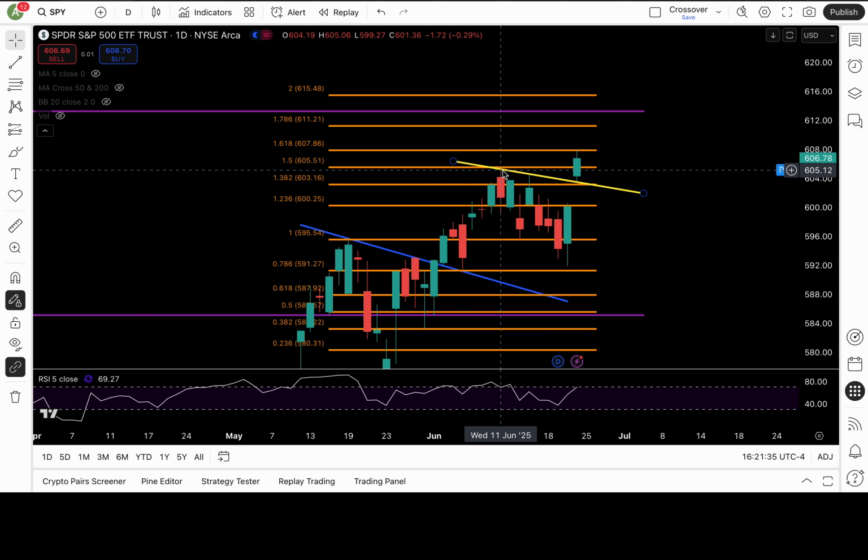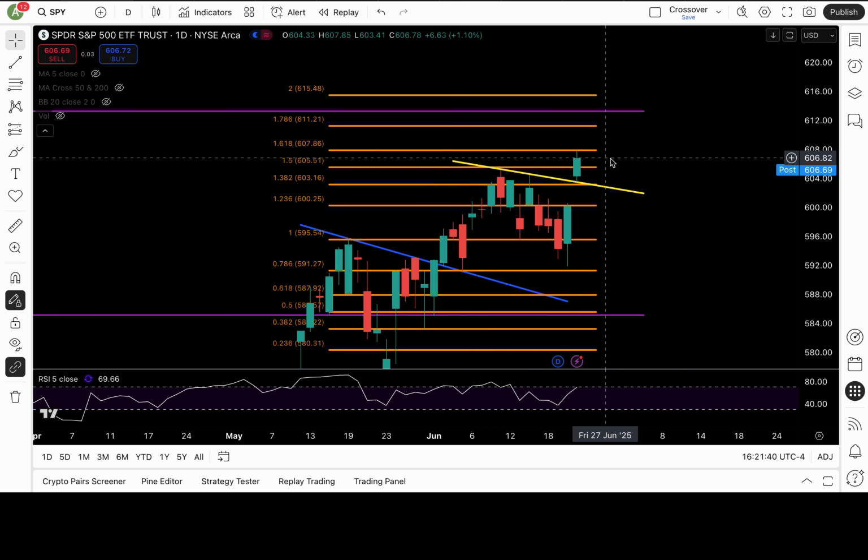And as long as this breakout stays intact, which means the price of SPY must stay above 605, as long as it stays above 605, I'm bullish. And what does it mean when I'm bullish? It means that I'm expecting more upside. Exactly. That's the plan for tomorrow.